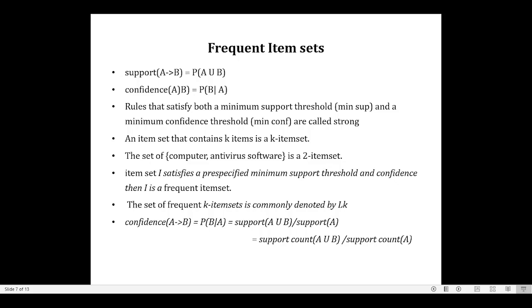The definition says that the support of an item set is the count of that item set in the total number of transactions. Basically, support of A implies B is equal to probability of A union B, which means support is equal to the number of tuples containing both A and B upon the total number of tuples.